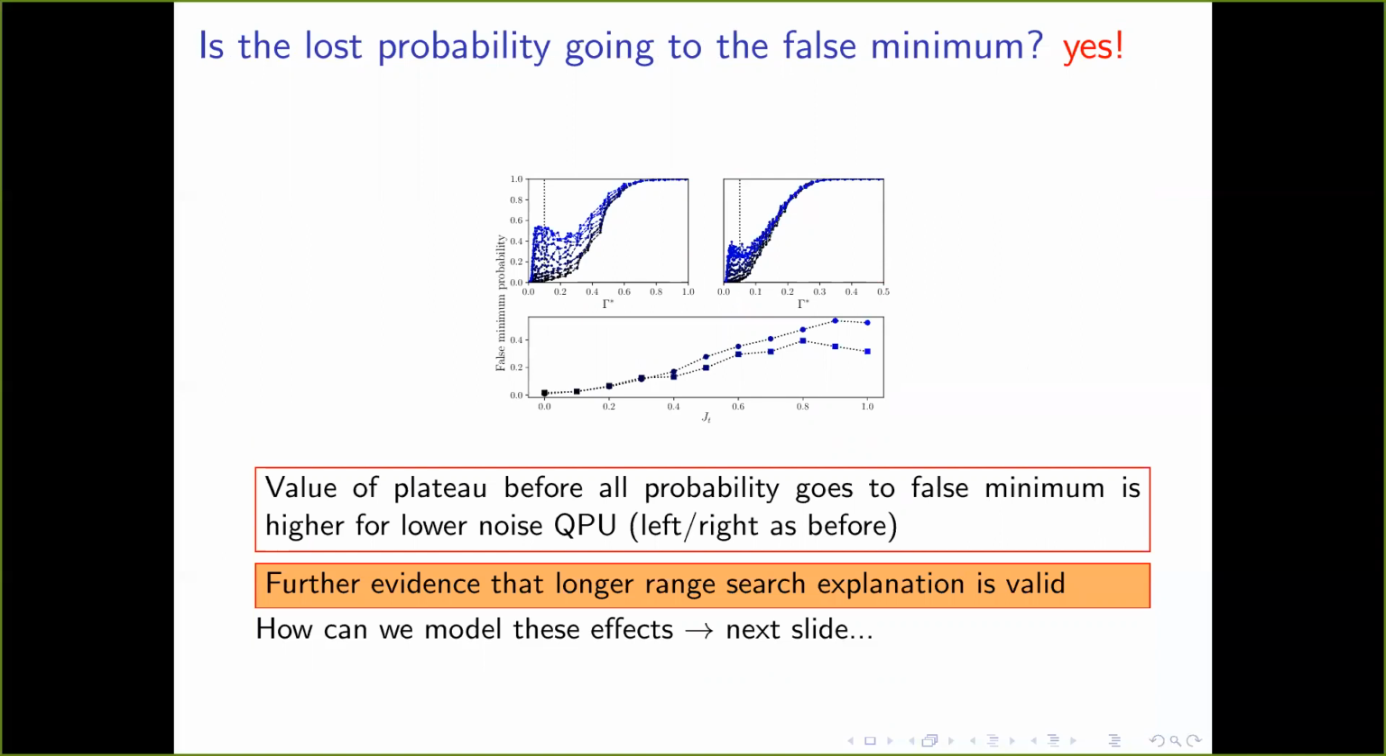The next obvious question is, okay, I'm claiming this is longer range tunneling. For that to be true, right now I've just shown that the probability is not going into the true minimum. Is it actually going to the false minimum? The answer is yes. You can look at that pretty simply by just saying, okay, what's the maximum value of this plateau before you get to a big enough gamma star that everything just goes to 1. And you see that, again, for the lower noise QPU, at these low levels, you tend to branch more into the false minimum, again indicating longer range tunneling on the lower noise device.